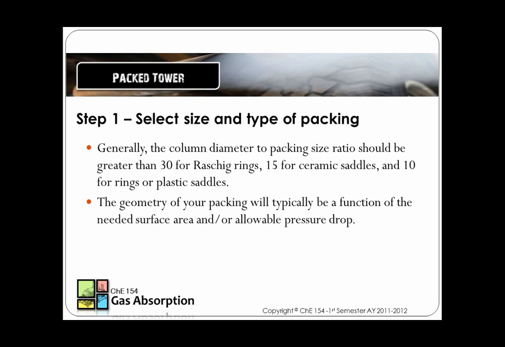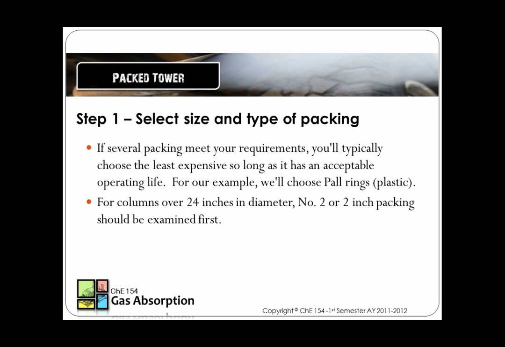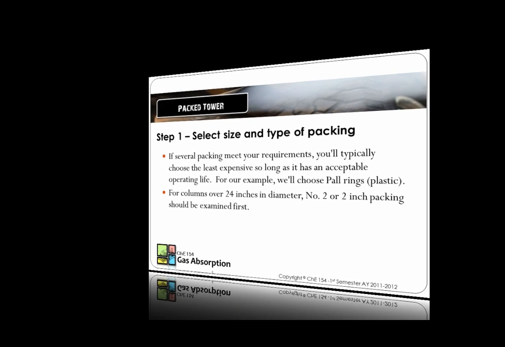Moreover, the geometry of our packing will typically be a function of the needed surface area and/or allowable pressure drop. If several packings meet your requirements, you should choose the least expensive as long as it has an acceptable operating life. For example, you will choose plastic ball rings over the metal ones because plastic is cheaper. Note that for columns over 24 inches in diameter, number 2 or 2-inch packing should be examined first.